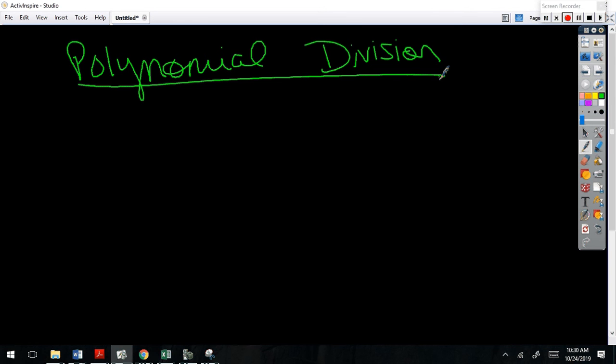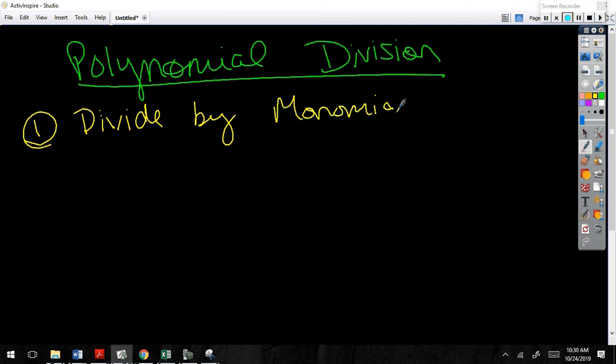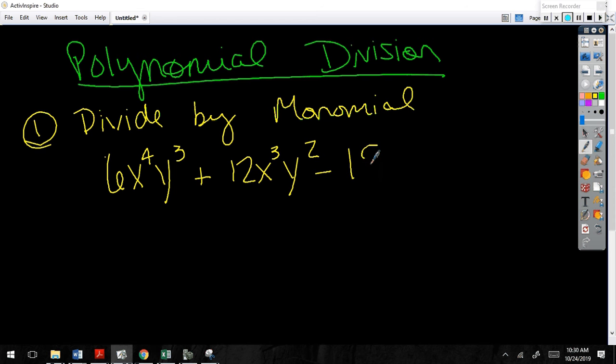Okay. Now, before I get into actual long division, let me talk about dividing by a monomial first. So I'm going to do a couple scenarios here. Divide by, what's monomial mean? One piece, right? So maybe I have something like this. Come on, pen. 6x to the 4th, y to the 3rd, plus 12x to the 3rd, y squared, minus 18. This looks a lot nastier than what it actually is.